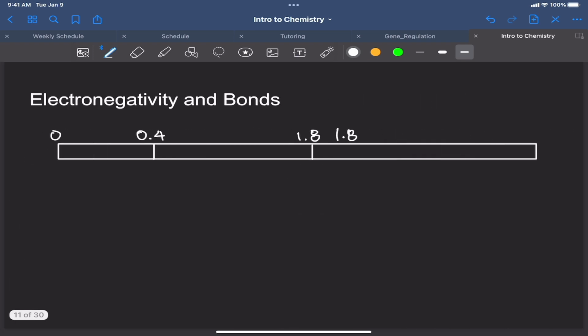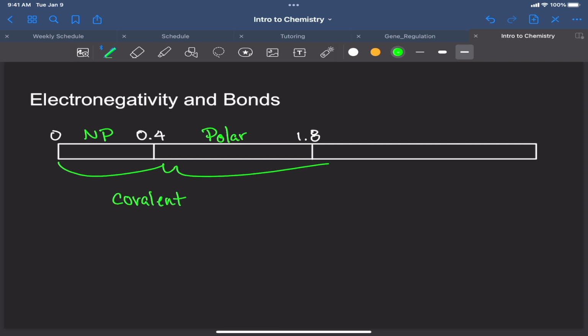Alrighty. So, how to determine that? Well, we have this little chart. Ooh, I don't know where this 1.8 came from. Alright, so between 0 and 0.4, this is a nonpolar covalent bond. Between 0.4 and 1.8, this is a polar covalent bond. This is covalent, and here we have ionic.